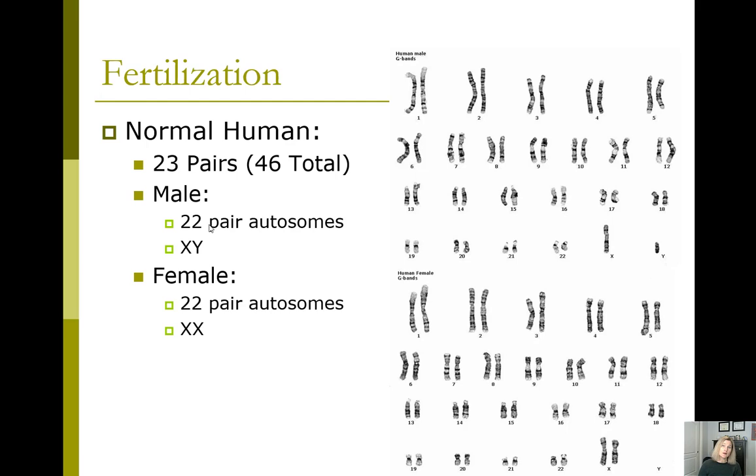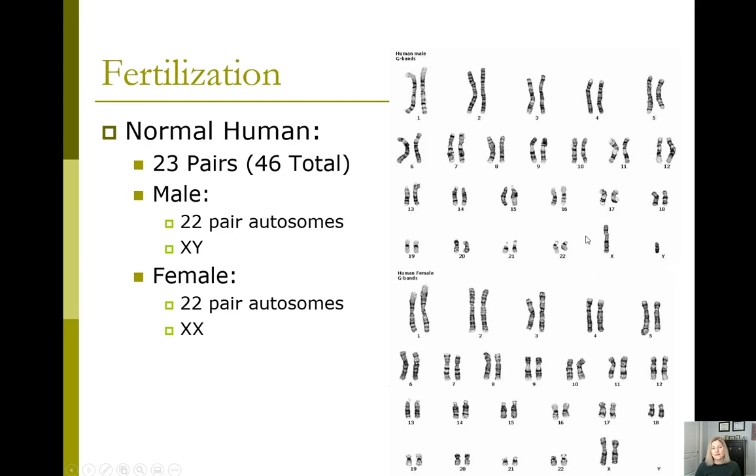An autosome is a non-sex chromosome. So you have 22 pairs of them. That's chromosomes 1 through 22 are considered autosomes, and then that last pair of chromosomes is the sex chromosomes. So hey, guess what? They determine the sex. That's why they're called sex chromosomes.